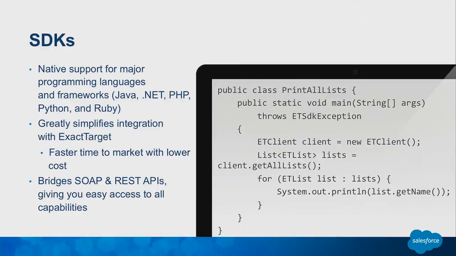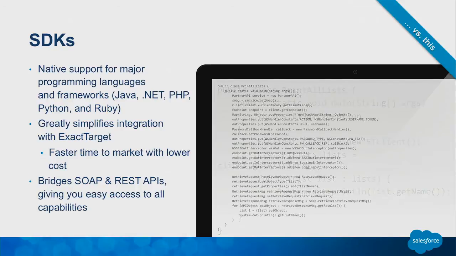We also expose several SDKs. We offer native support for languages like Java, .NET, PHP, Python, Ruby. We've got a Node.js client coming out, actually I think it was just recently released. And these SDKs aim to simplify integration with the Marketing Cloud. Basically giving you faster time to market, lower cost. They bridge the SOAP and REST APIs. The goal of the SDKs is to really eliminate the cruft of interacting with multiple APIs where functionality might not exist. So you can see some example code on the right-hand side here. A very simple statement which would have originally looked something like this in Java prior to the SDKs.